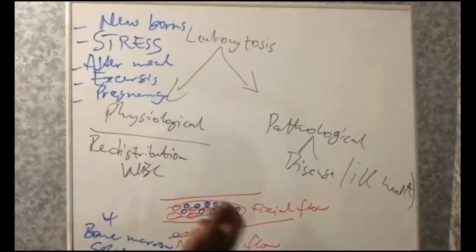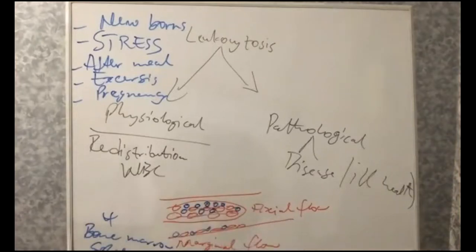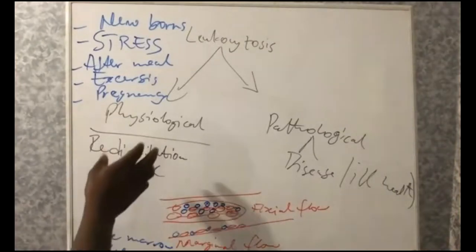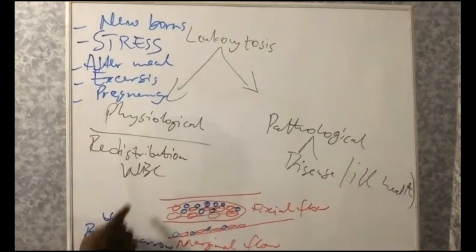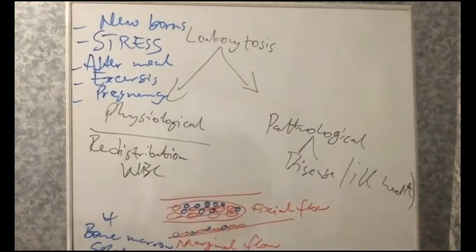I said that normally when you are taking blood from a person's vessel, it's the axial flow blood that you are taking. So it's because there is redistribution of the white blood cells from the bone marrow, the spleen, or the marginal flow into the axial flow that is causing the increase in the white blood cell count, which is called leukocytosis. The white blood cells move from these depots, the marginal flow, bone marrow, and spleen together, which we call the white blood cell depot.